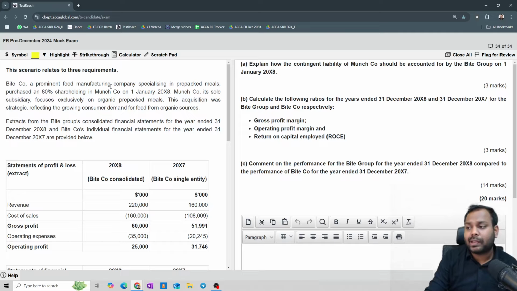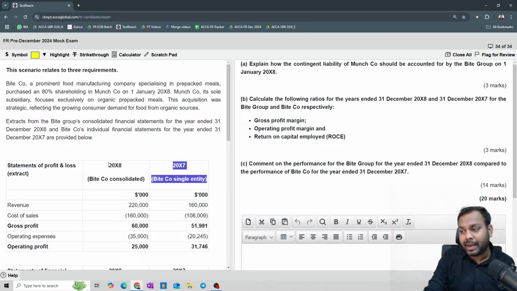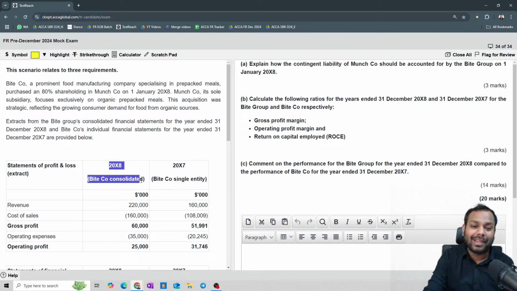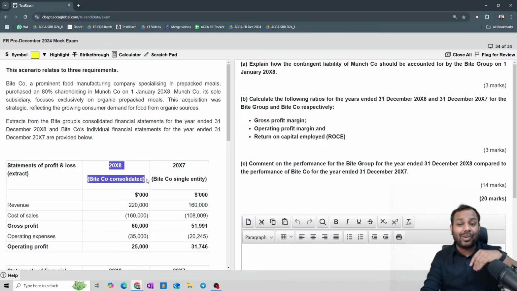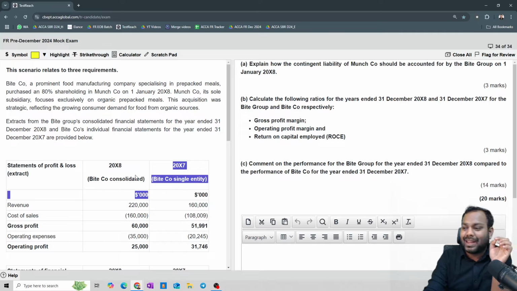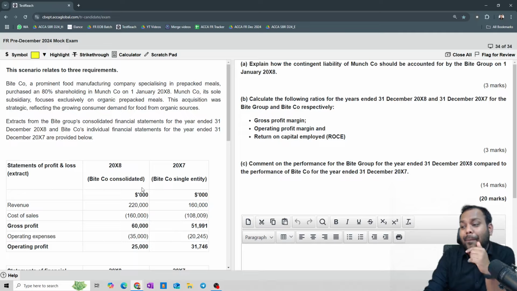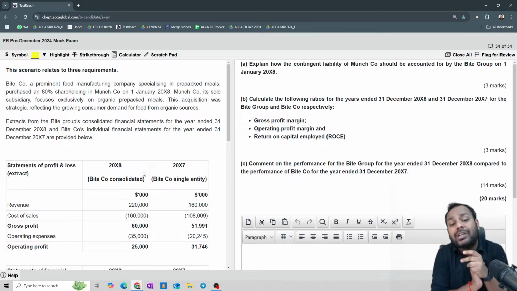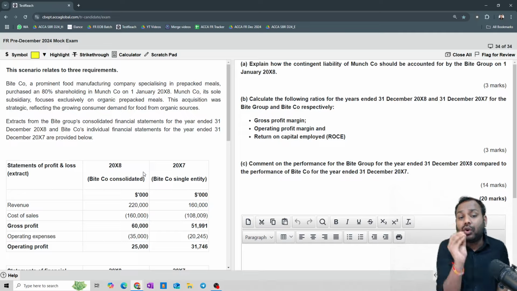Now understand, when have we acquired the subsidiary? On 1st January 2008, meaning at the beginning of the current year. So previous year it was a single company. At the beginning of the current year it got married and it became a double, a group. So this is a case of acquisition of subsidiary. In 2007 it was single. In 2008 it became a group. So now comparing the single with the group, we have to interpret whether the acquisition of Munch company was a good decision or not. This is what we have to comment upon.